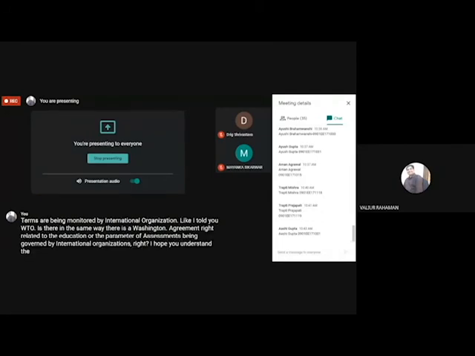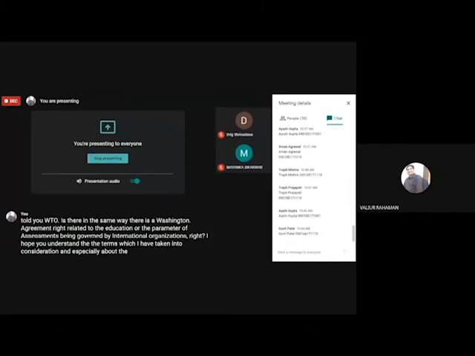The terms which I have taken into consideration, and especially about the toolkit and TRIPS. Okay. There is one more administrative part, you may say, of WTO, and this is called the General Agreement on Tariff and Trade.